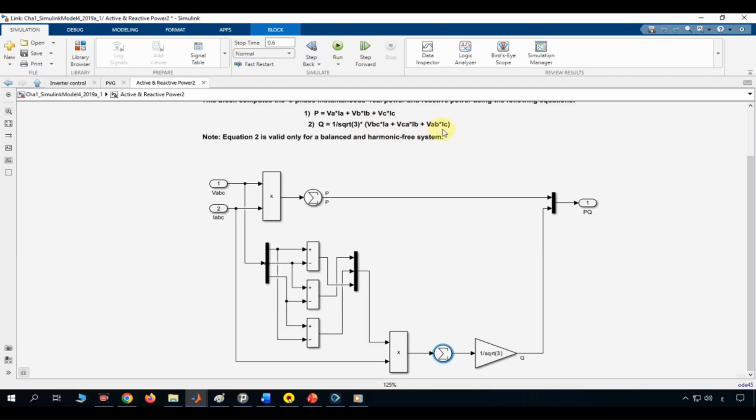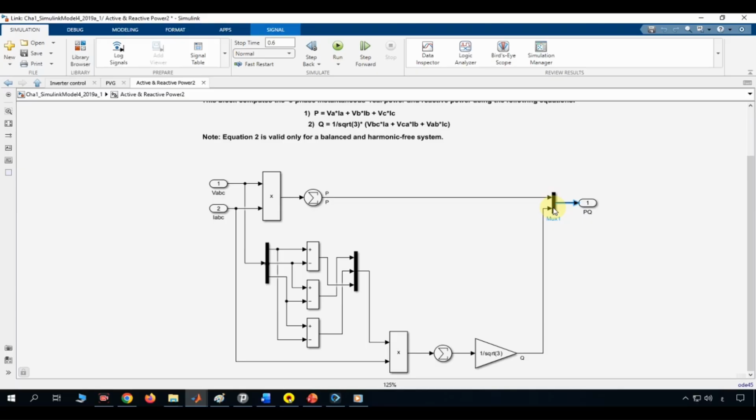The very last step multiplies that sum by a fixed gain, 1 over the square root of 3, which is approximately 0.577. That constant comes directly from the mathematics of the three-phase power transform, and applying it produces the final reactive power value, labeled Q. Finally, both computed values, P and Q, get bundled together into a single two-element output signal using one last multiplexer.